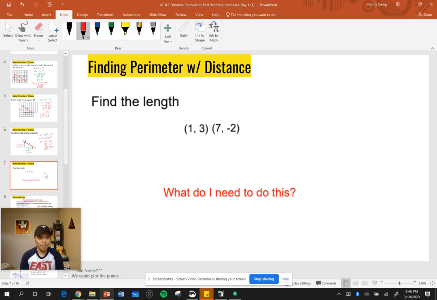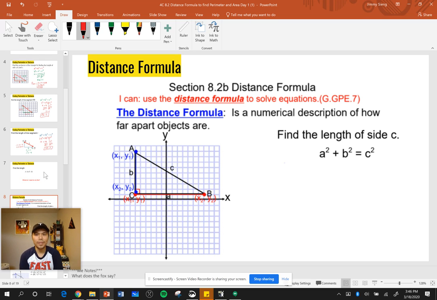I'm not going to solve this right away, but that's going to give us our next point, which is our distance formula. So if I have (1, 3) and (7, -2), we need to get to this next part, which is our distance formula. We're going to build onto this.